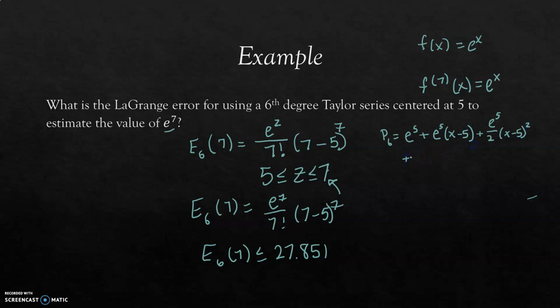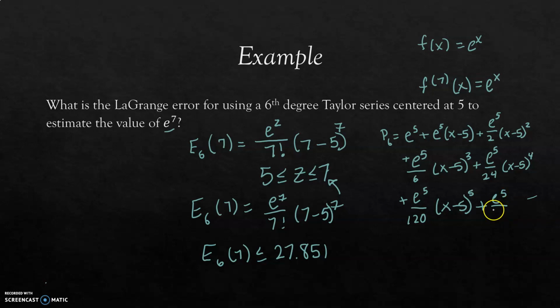Oh man, this is a lot of terms. So now I need to keep going because I'm just at the 2nd degree term. So that's going to be e to the 5th divided by 3 factorial, which is 6. And then e to the 5th divided by 24, which is 4 factorial. Then e to the 5th divided by, oops, not 125, 120. And then x minus 5 to the 5th, and we're not there yet, so then we do e to the 5th over 6 factorial. I don't know what 6 factorial is, 720, I think. And then x minus 5 to the 6th.